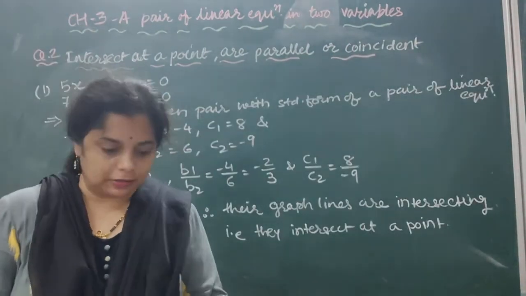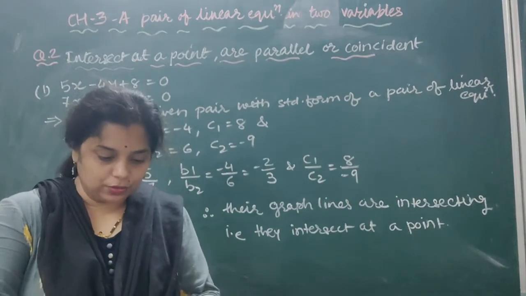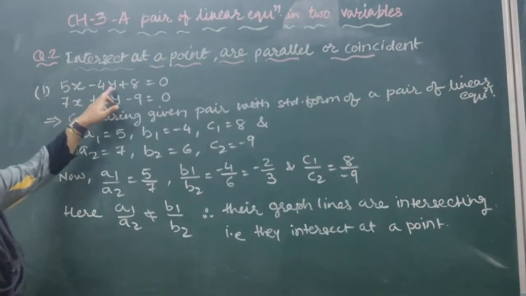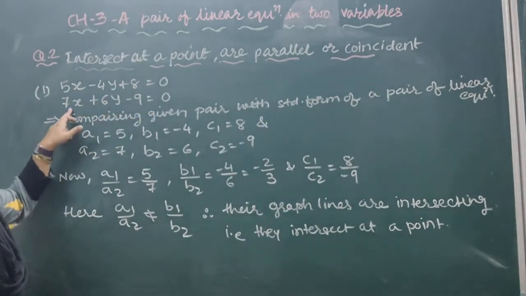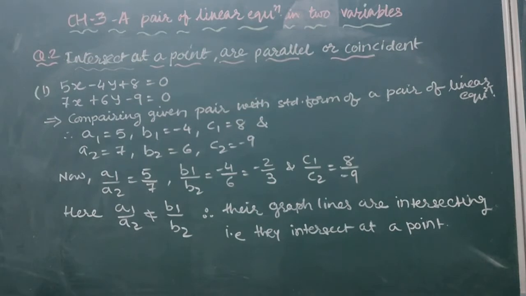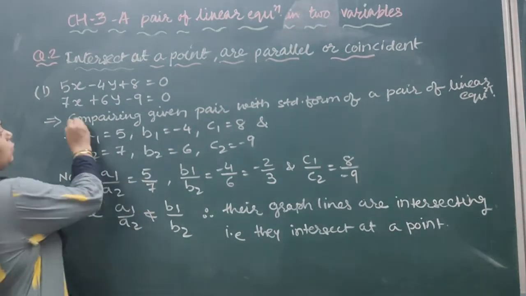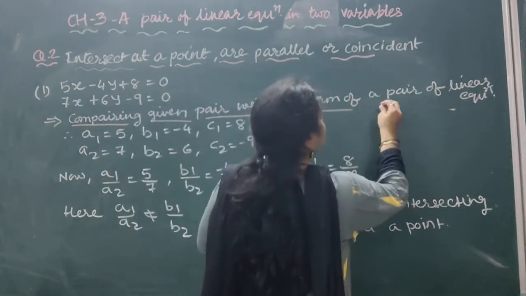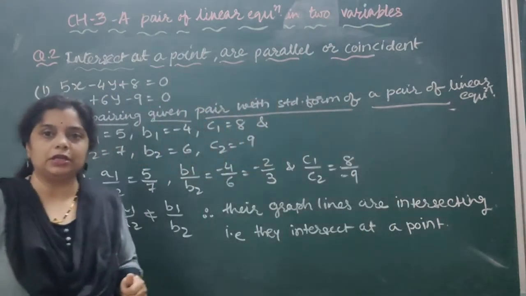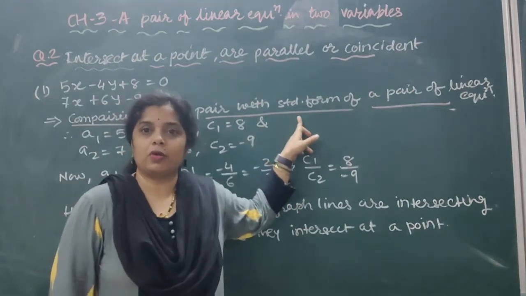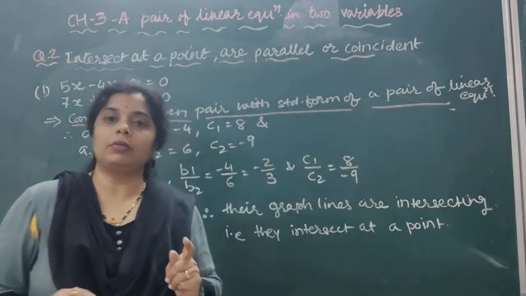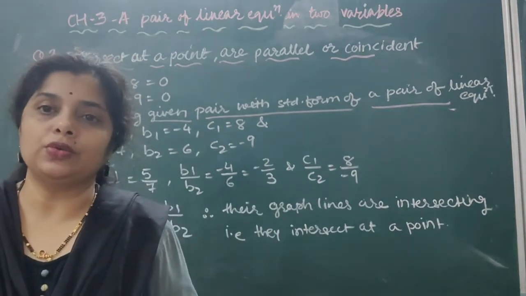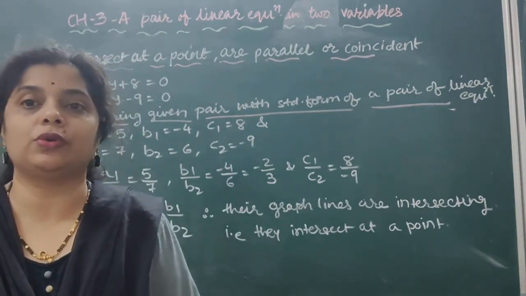Now let's continue with the first sum of question number 2. Here the pair of linear equations is given as 5x minus 4y plus 8 is equal to 0, 7x plus 6y minus 9 is equal to 0. So your first line would be like this. Comparing this given pair with the standard form of a pair of linear equations. As you know, what is the standard form? It is a1x plus b1y plus c1 is equal to 0 and a2x plus b2y plus c2 is equal to 0.